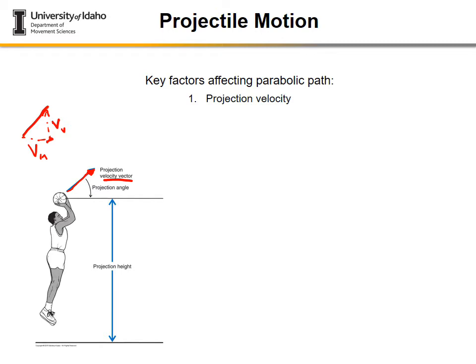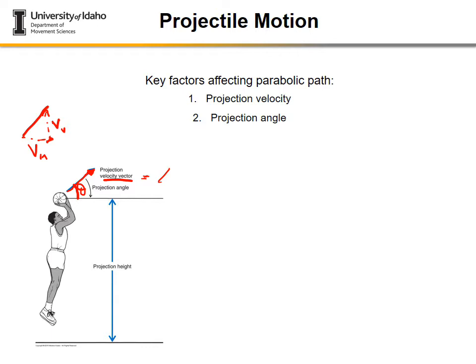But that initial velocity is the key component, especially how much vertical velocity you have going. The second one is that projection angle, because what this projection angle identifies is the percentage or effect of that initial velocity in the vertical versus the horizontal, based off the law of cosine and law of sine.